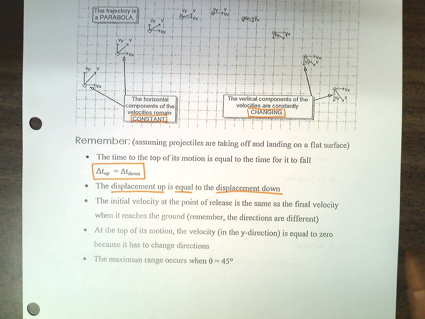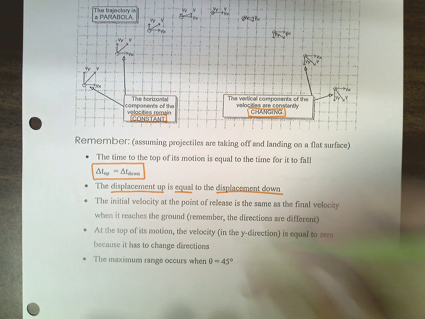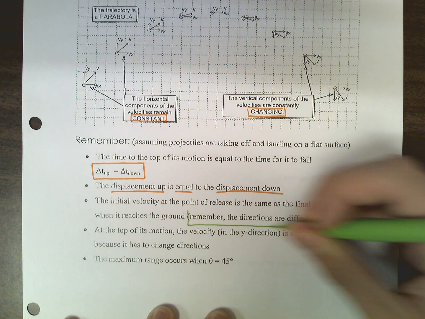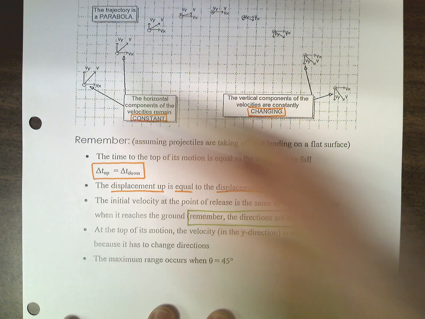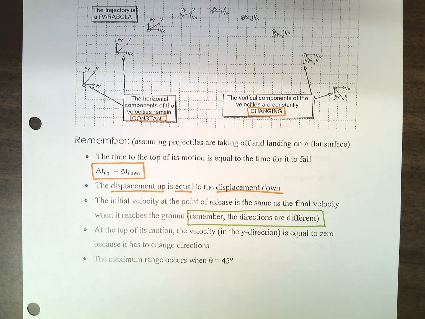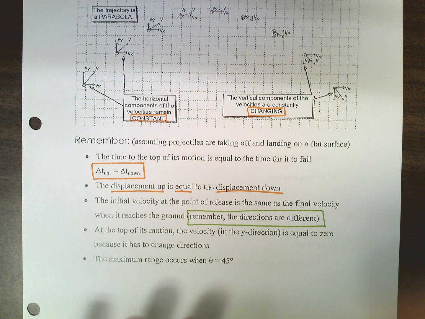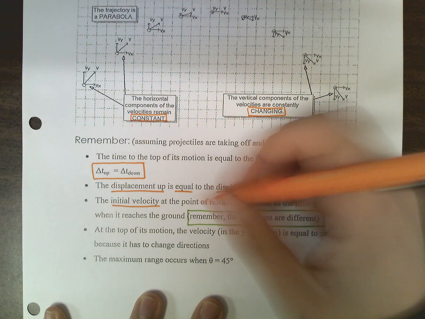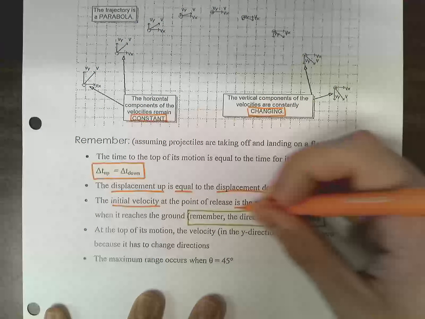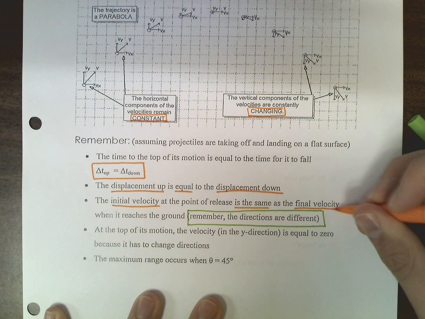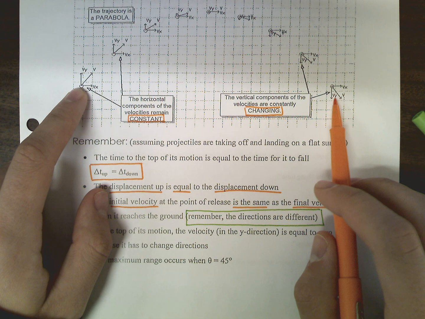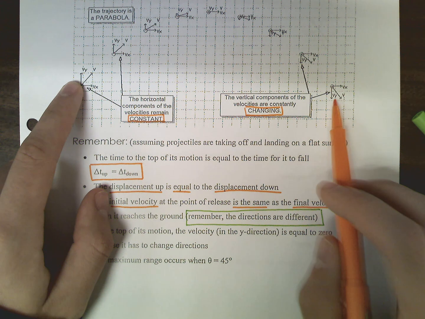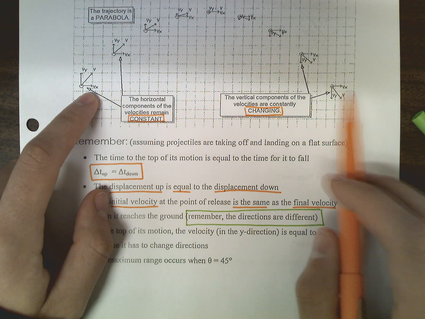Now, the only thing that we need to consider here that is not the same is that the directions are going to be different, right? Because one will be pointing up and, say, to the right, and the other one will be pointing down and to the right. So the directions will be different, but the magnitude of the velocity will be the same. So the initial velocity at the point of release is the same as the final velocity when it reaches that exact same height. So Vy here is equal to Vy here, just opposite direction. Vx is always the same.